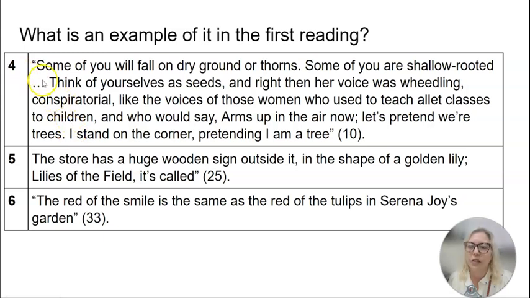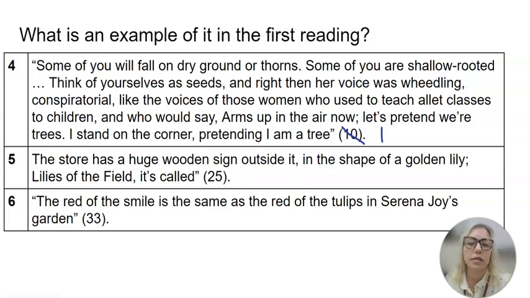Here's one from chapter 4. I got the wrong page number there, I'm sorry. It is page 18, so not 10, it's 18. How about the next one here? "The store has a huge wooden sign outside it in the shape of a golden lily. Lilies of the field, it's called," from chapter 5, page 25. And then the last one, chapter 6, page 33. "The red of the smile is the same as the red of the tulips in Serena Joy's garden."